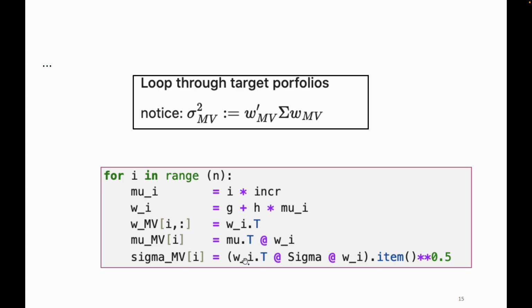Then I check dimensions. So W is a column vector, Wi transpose will be a row vector times sigma times Wi. So again, that thing will be a scalar, but the representation in Python is still that this is a vector. Therefore, we take dot item. Now we take out the 0th element of that vector. It's now treated as a floating point number. So now we have the variance.